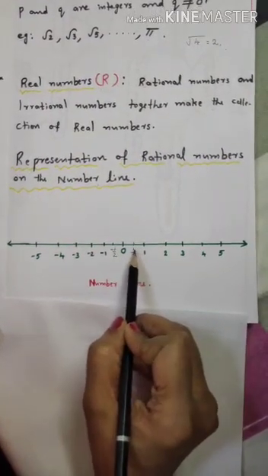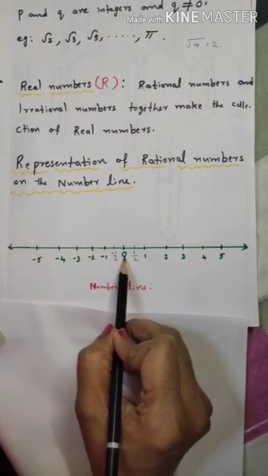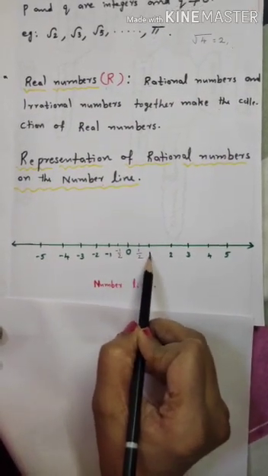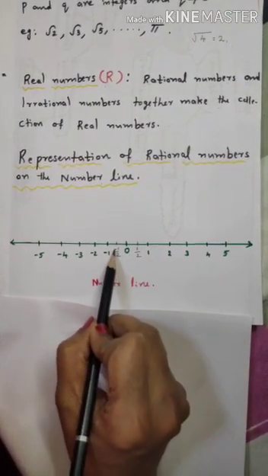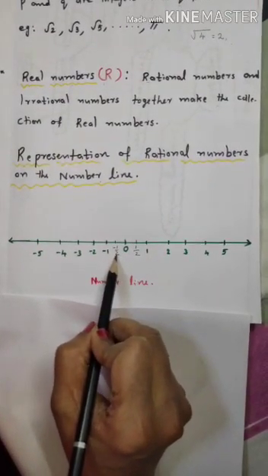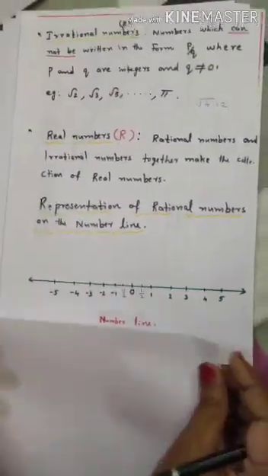I need to mark 1 by 2 on the number line. The position of 1 by 2 will be in between 0 and 1. Similarly, on the negative part, we have negative 1 by 2 like this. So this is a number line.